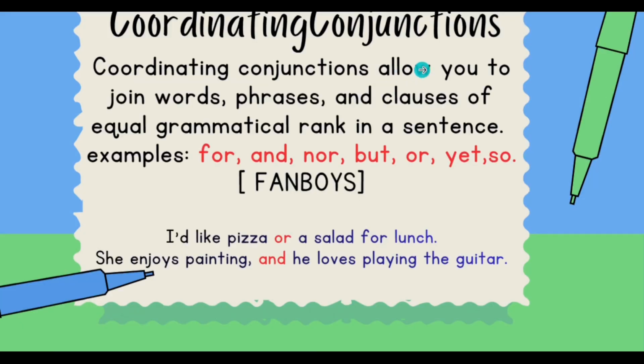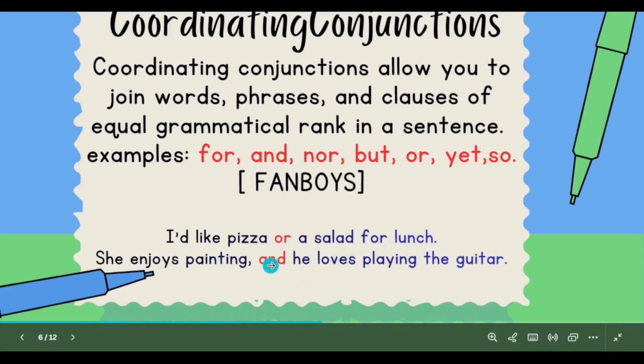Coordinating conjunctions allow you to join words, phrases, and clauses of equal grammatical rank in a sentence. The most common coordinating conjunctions are for, and, nor, but, or, yet, and so. You can remember them with the acronym FANBOYS. Hence, the coordinating conjunction or is connecting 2 nouns, that is pizza and salad. I would like pizza or a salad for lunch.